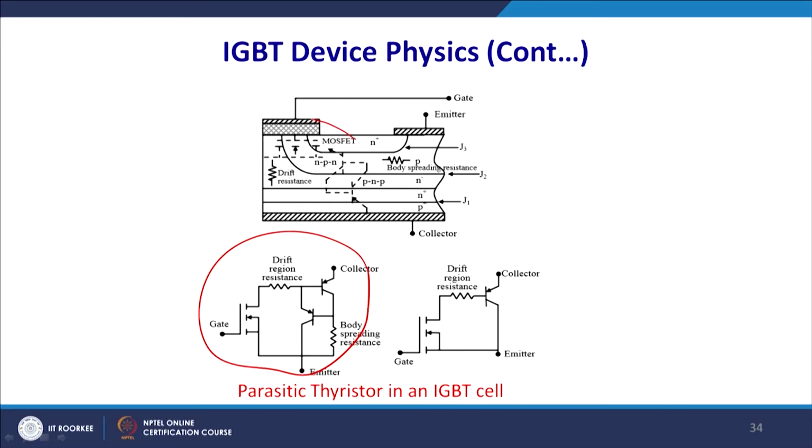So, this is the MOSFET part of it, and the PNP constitutes the transistor part, and this is the model, and the body spreading resistance is there. So, this is the body spreading resistance. What happened, that will give you a forward blocking capability. So, for this it can be used for high voltage applications, and this is the drift region resistance. By changing the value of the resistance you can operate faster or slower. But if you have a lower drift region resistance, you will find that the power handling capability of the device is considerably reduced.